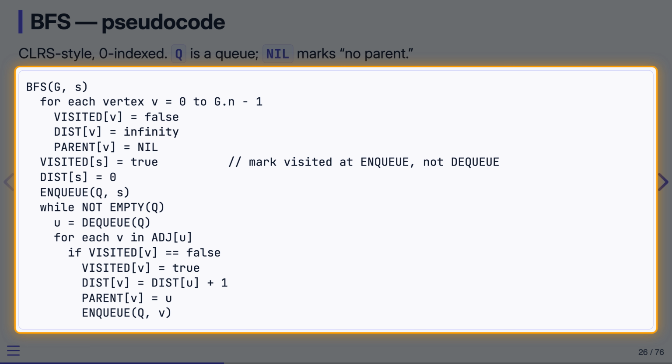Inside, we check one thing. If visited at V is false, we mark visited at V true. We set dist at V to dist at U plus 1. We set parent at V to U, and we enqueue V.